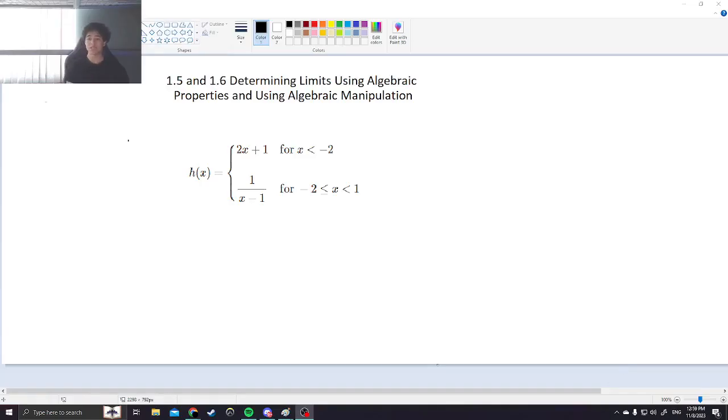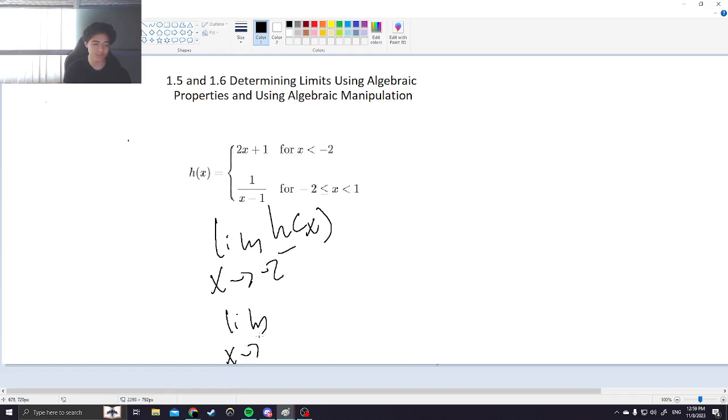Next, we are looking at piecewise functions and how to apply limits to them. This is h of x. When x is less than -2, you're going to use this top equation. When x is in between -2 and 1, you're going to use this bottom equation. So what if they ask you for the limit of x approaching -2 from the left of h of x? And then what if they ask you for the limit of x approaching -2 from the right of h of x?